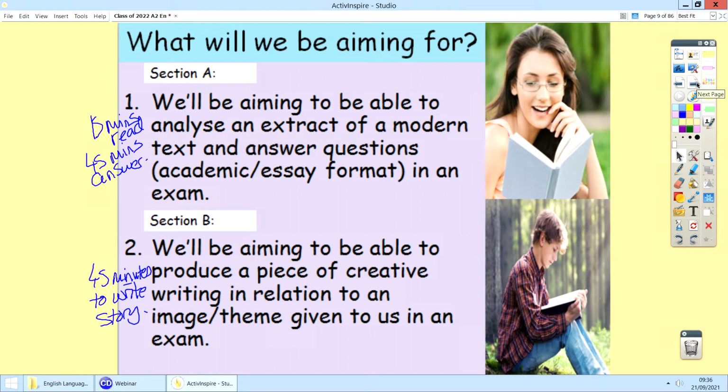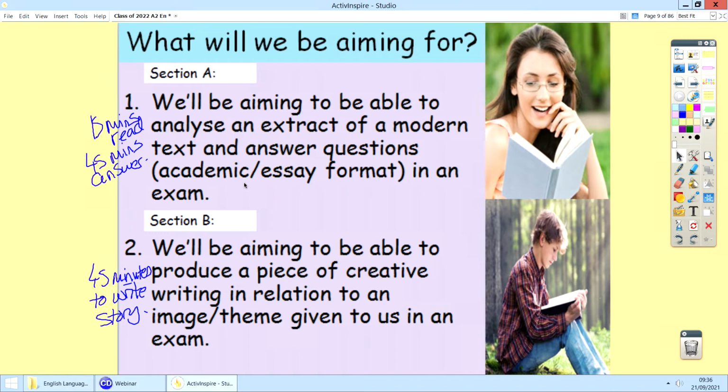You will be aiming to analyse an extract of modern text or 19th century or something. It's usually 19th century. Anyway, you'll need 15 minutes to read and 45 minutes to answer the questions, and we'll break down those timings as we go through. And then for section B, you'll be aiming to produce a piece of creative writing.